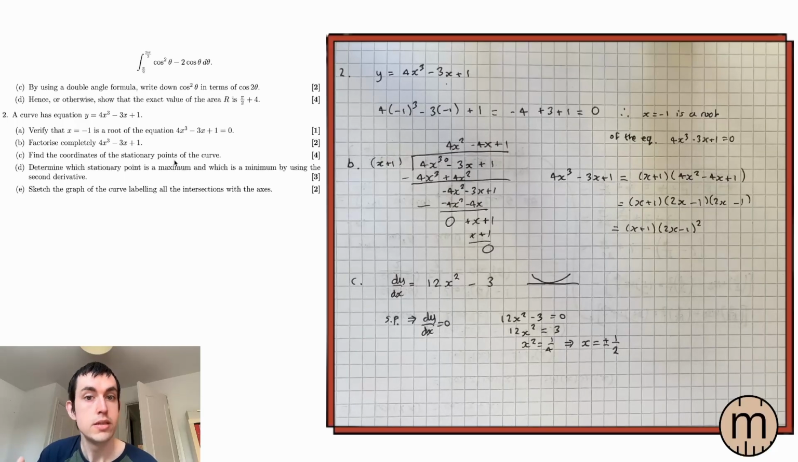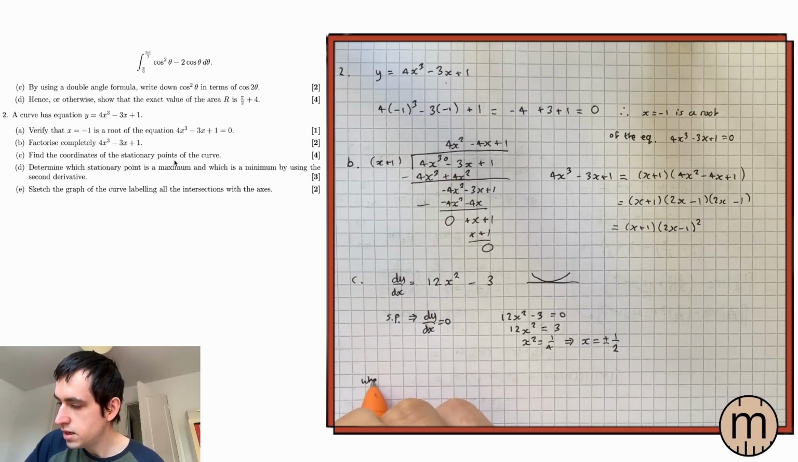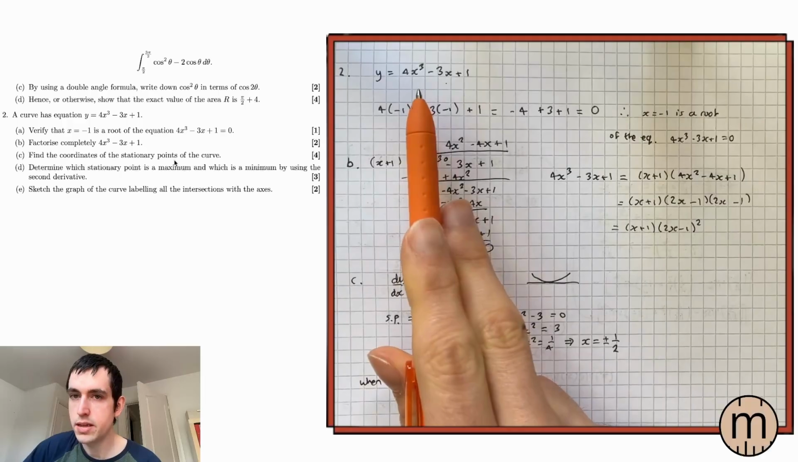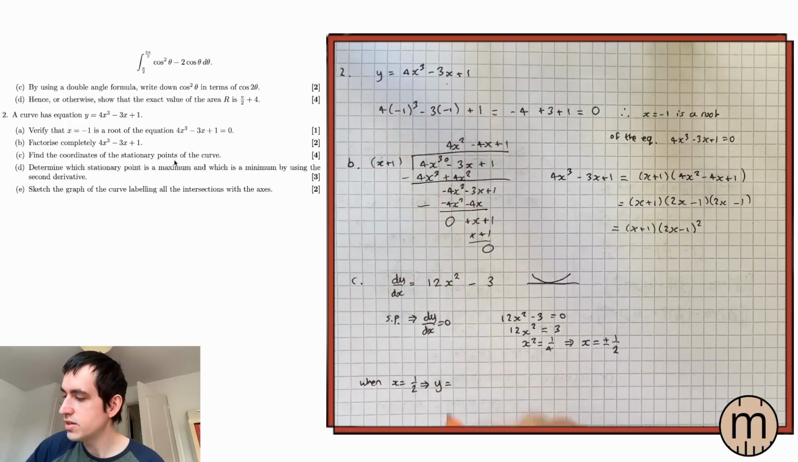Are we done? Not yet. We want the stationary point. We don't want the x coordinates of the stationary point. We want the actual point. So we need the coordinates. So when x is equal to a half, what's y? Well, look at this. We've got the equation of y in terms of x, so we just sub it back in.